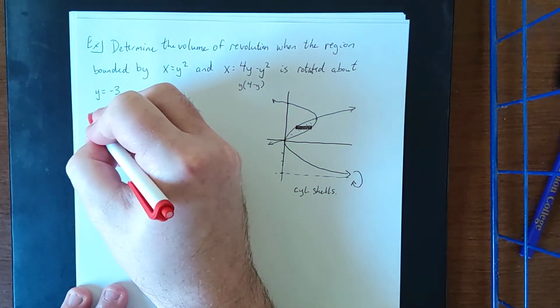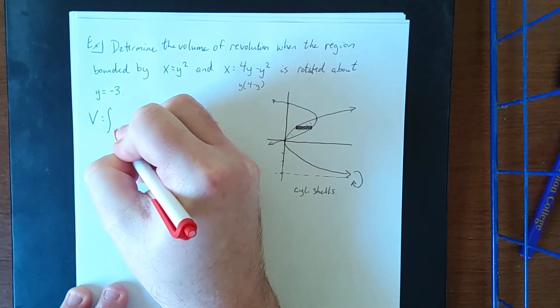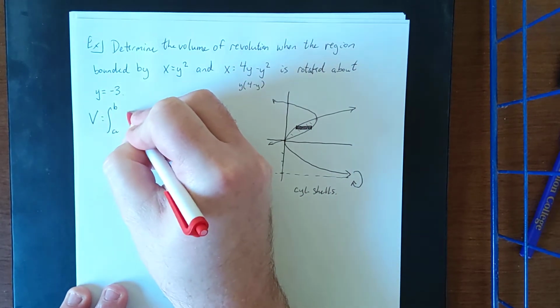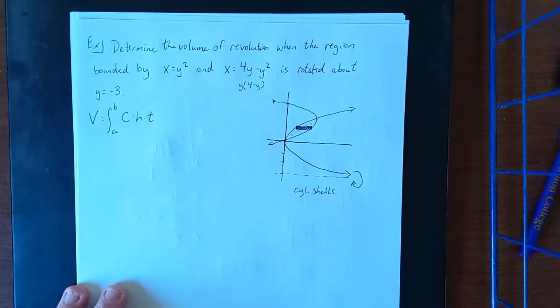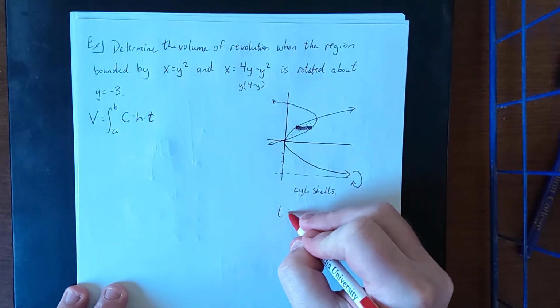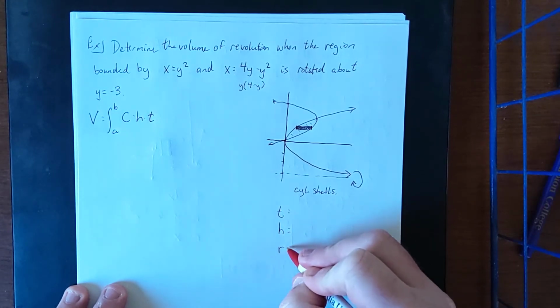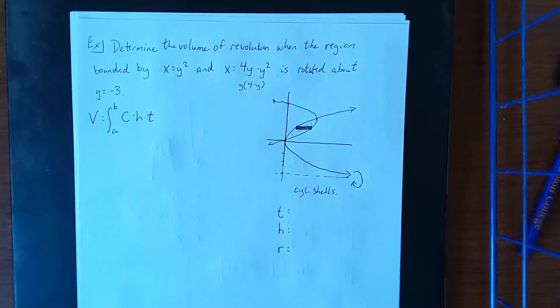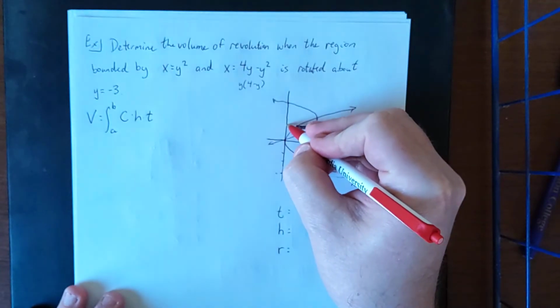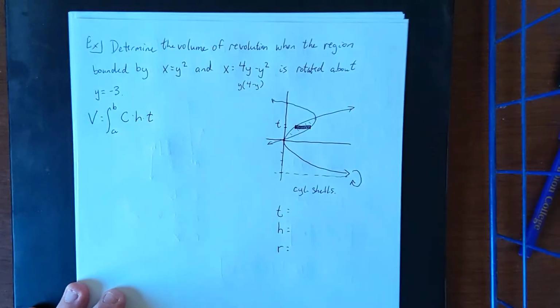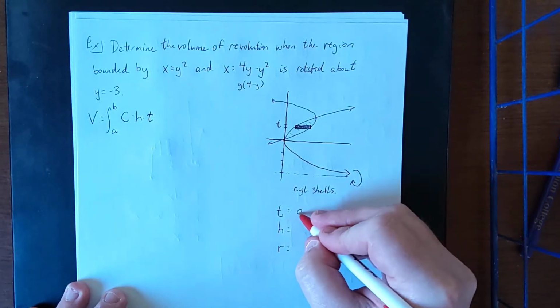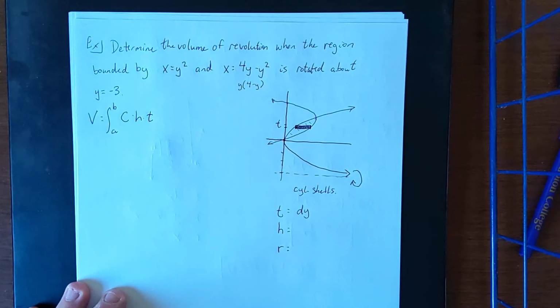So with all of those things in mind, the volume is going to be equal to the definite integral from a to b of circumference times height times thickness. And the way that we determine these things is we start with thickness. Now, as far as thickness of the cylindrical shell is concerned, this time the thickness is going to be just a little tiny change in the y variable as indicated by the picture here. As such, we're going to see dy.